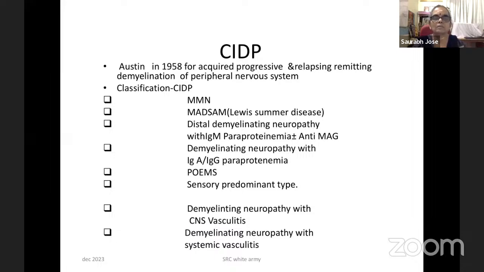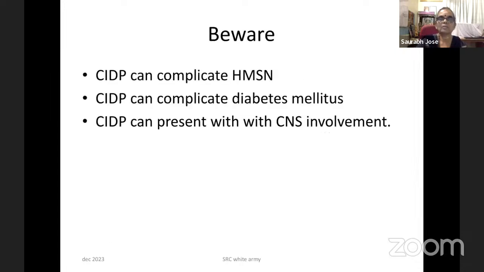So in the classification, you have motor neuropathy with multifocal conduction block, the MADSAM variety, distal demyelinating neuropathy with IgM paraproteinemia and anti-MAG, demyelinating neuropathy with IgA or IgG paraproteinemia, POEMS syndrome, sensory predominant CIDP, demyelinating neuropathy with vasculitis, and demyelinating neuropathy with systemic vasculitis. So these are some categorizations. We should also be aware that CIDP can complicate HMSN.